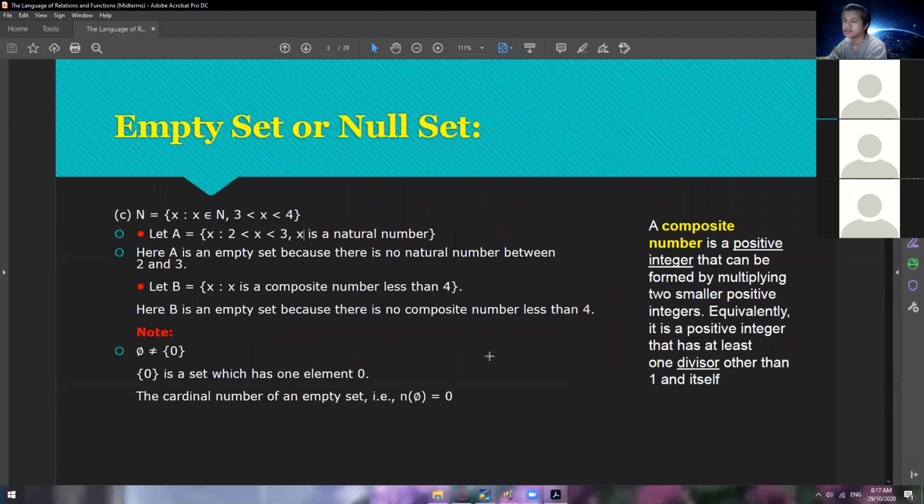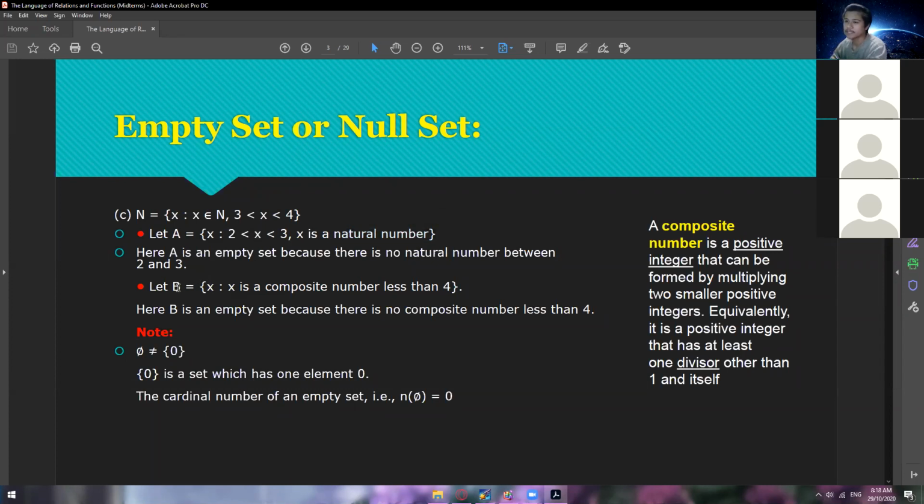In here, you could say that A is an empty set because there is no natural number between 2 and 3. The only numbers that exist between 2 and 3 are rational numbers, like 2.5, 2.1. So it has a decimal. Since our condition is natural number, there is no natural number between 2 and 3.